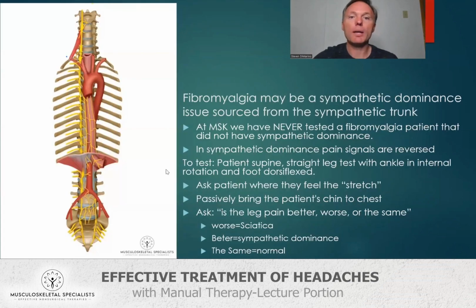Okay. So this is an MSK thing, just from our experience. Fibromyalgia may be a sympathetic dominant issue sourced from the sympathetic trunk. Now, I've got a drawing here of the sympathetic trunk. You're looking at these ganglia, all the way through here. That's your sympathetic trunk.